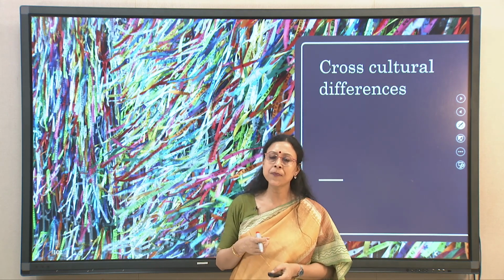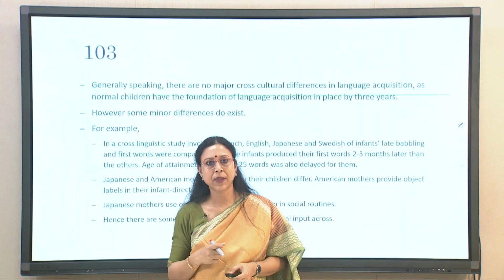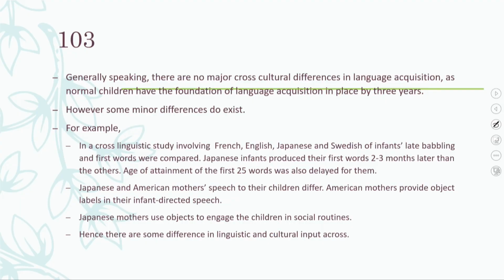Now, let us move on to cross cultural differences. Generally speaking, children all around the world, across languages and communities, will have similar stages of language acquisition, which is well attested already. Normal children have the foundation of language acquisition in place by 3 years, and the stages of those 3 years are similar. However, some differences do exist. Some examples we have here.